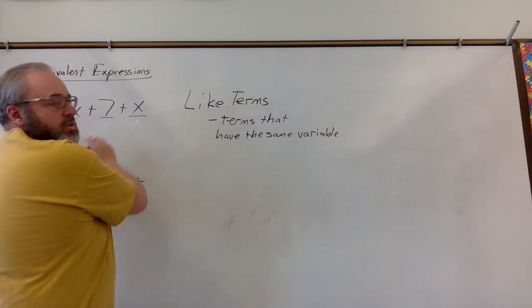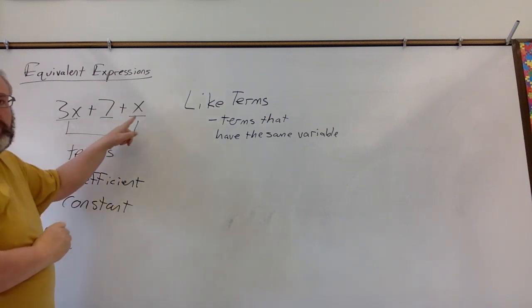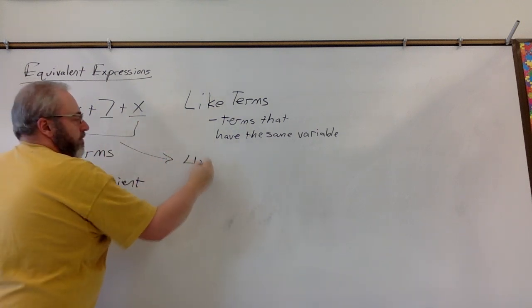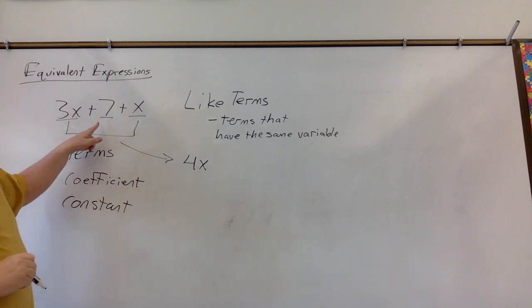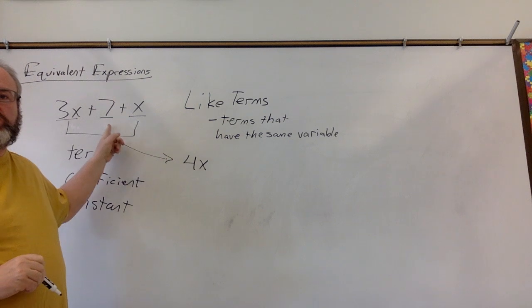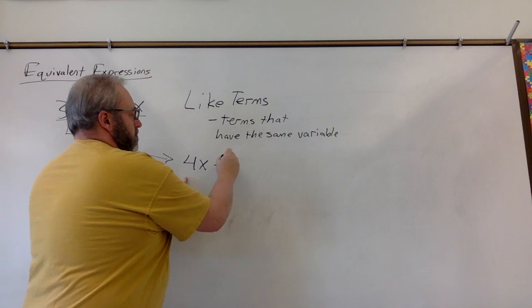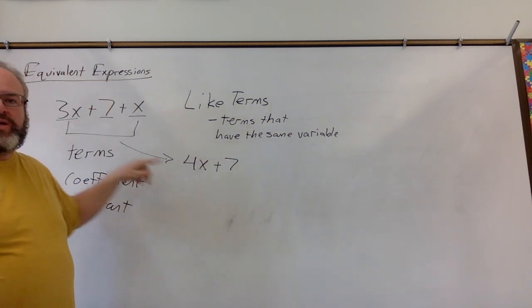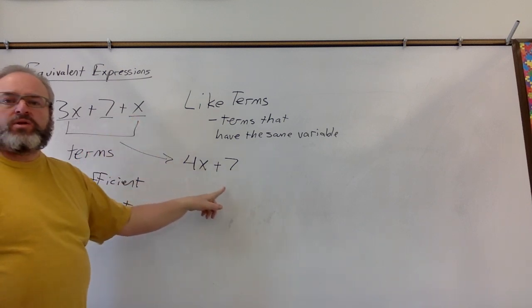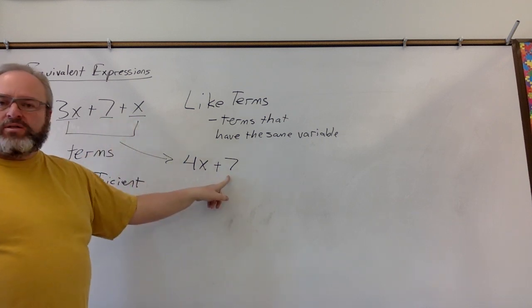So if we wanted to simplify this, we could add 3x plus x. Remember, x means 1x. So 3x plus 1x is 4x. Now, we also have a plus 7. We can't combine this with the 3x because it doesn't have the same variable. There's no variable here. There's a variable of x here. So I'm just going to write plus 7. So I've simplified 3x plus 7 plus x into 4x plus 7. I've added my like terms, and anything that was not alike, I just included it on the end.